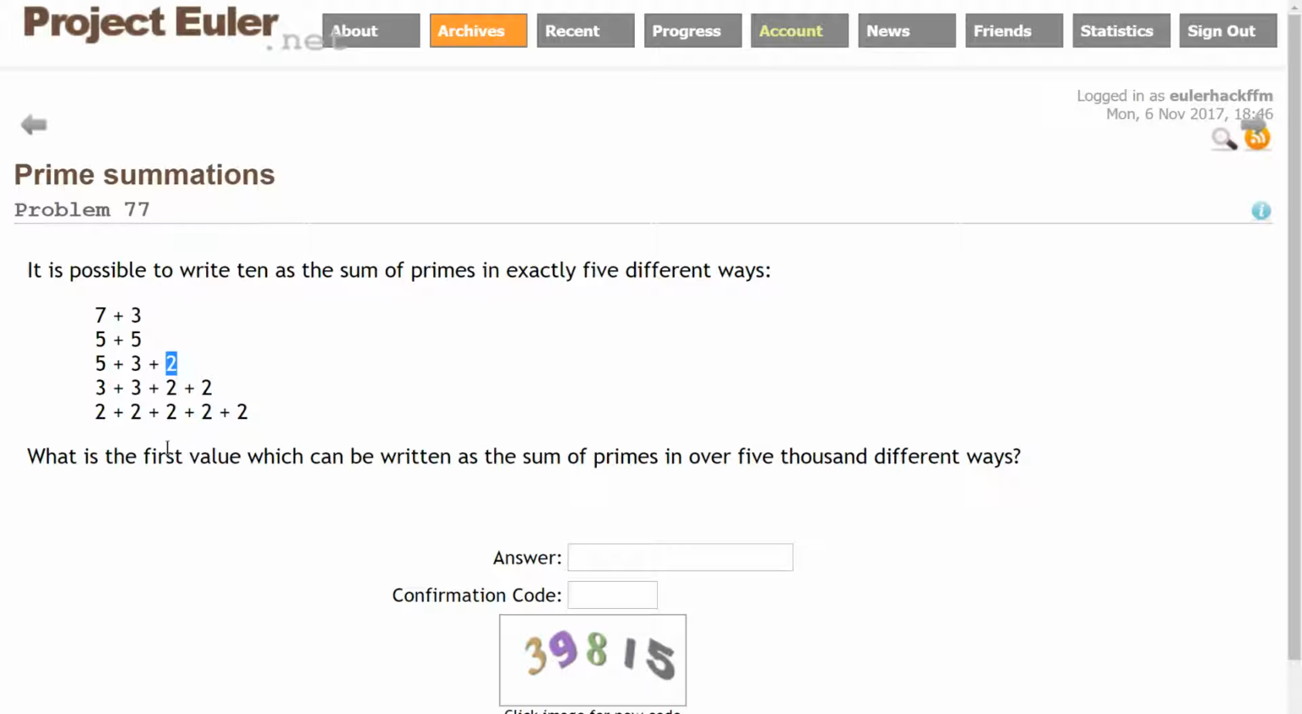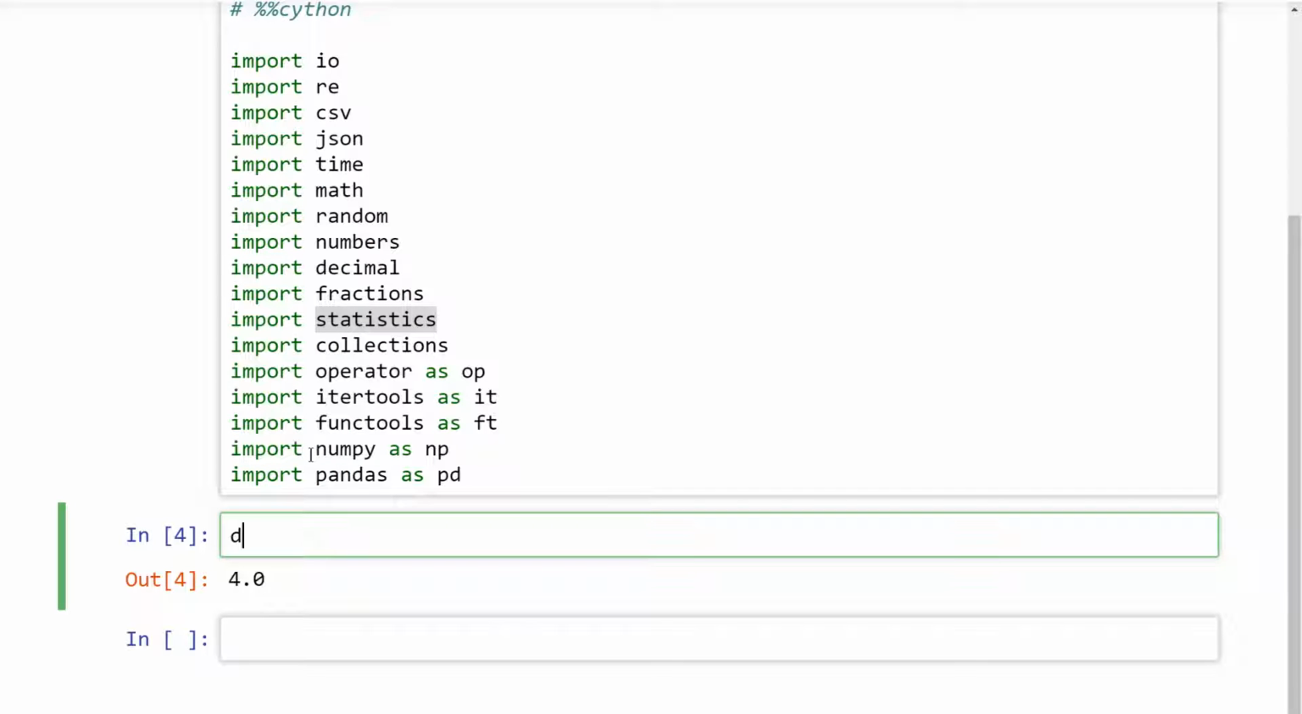So they don't want the actual list. They want the number of ways. So if we memoize and do recursive stuff, I think we should be able to get something. Okay, let's try a recursive def. Let's call it Euler 77. I guess n is the number of ways, and I guess we'll do 5,000.